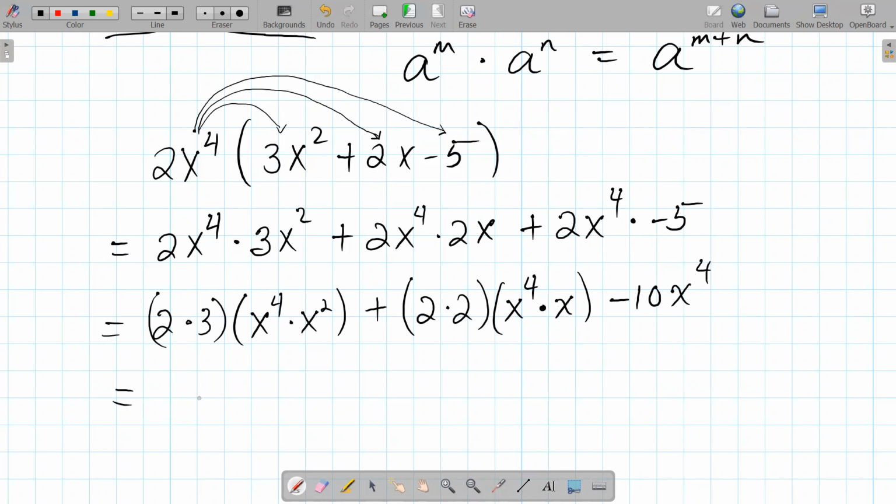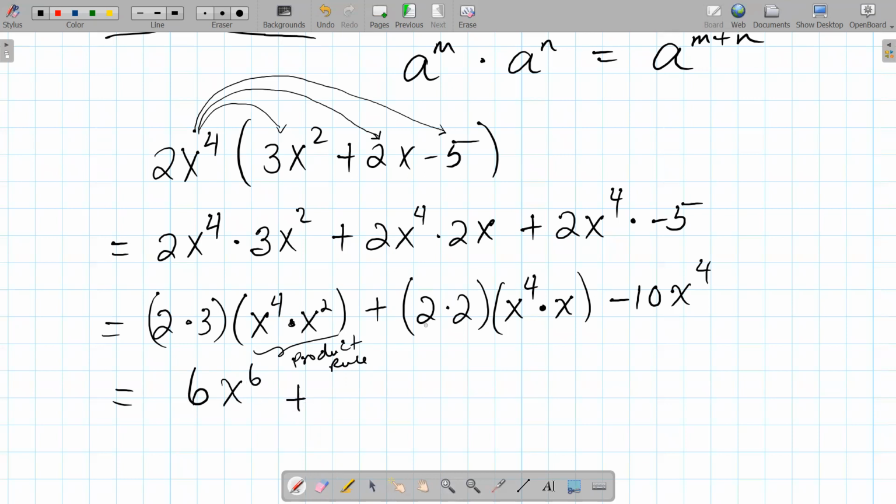Now over here is going to be 6. This is where we use the product rule. Remember the product rule. The product rule says that if two items multiply, they have the same base, keep the base the same, and sum the powers. So I keep x the same, I sum the powers 4 and 2, gives me 6.